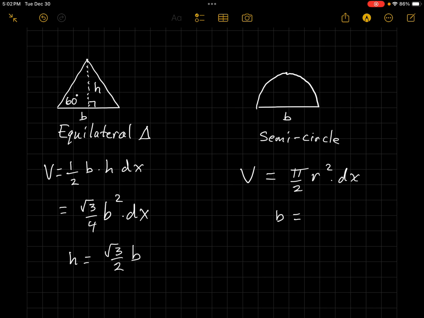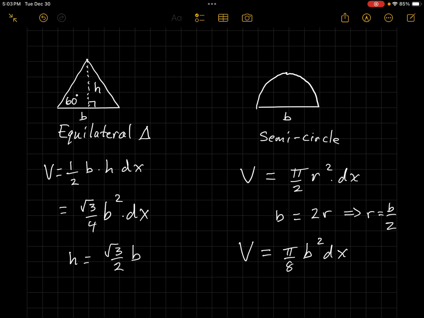And since the base is twice the radius, or the radius is half of the base, we see that the volume of a semicircle with a tiny width delta x is not pi over 2, but pi over 8 base squared dx.